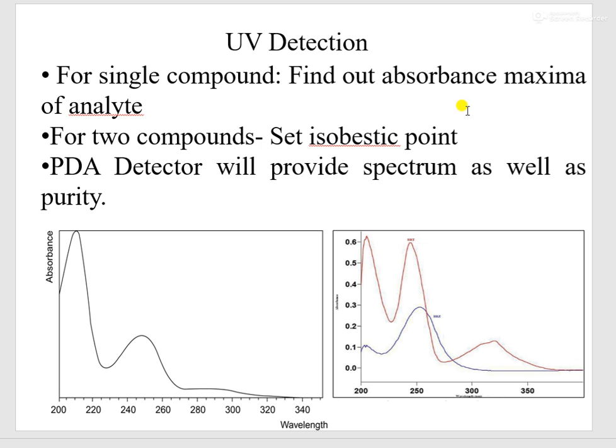So you have to set the detector wavelength at the lambda max of your sample or the absorbance maxima of your analyte. If you are dealing with two compounds, you have to use the isosbestic point. The PDA detector is a type of UV detector. It will provide a spectrum in the entire range of the UV visible region.